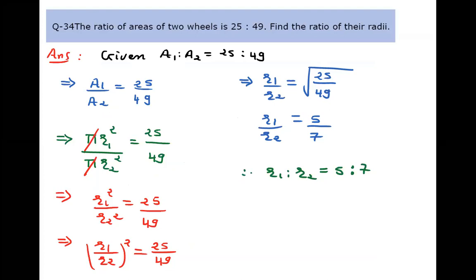So what we can do? We have the ratio of areas, and using the formula of area, you are able to find the ratio of radii, just by converting the square into the square root. Hope you are clear. Do you have any doubt about this question? So tell me. Please write it down.